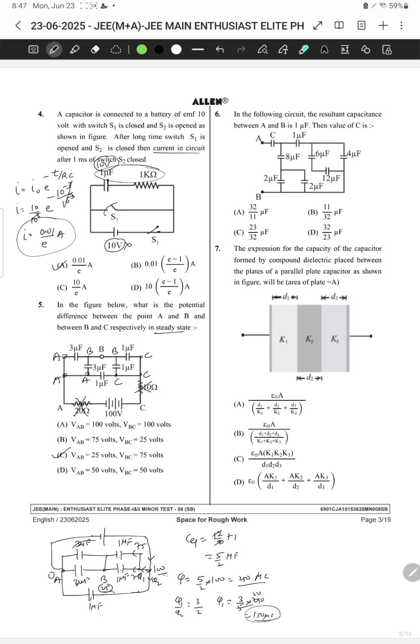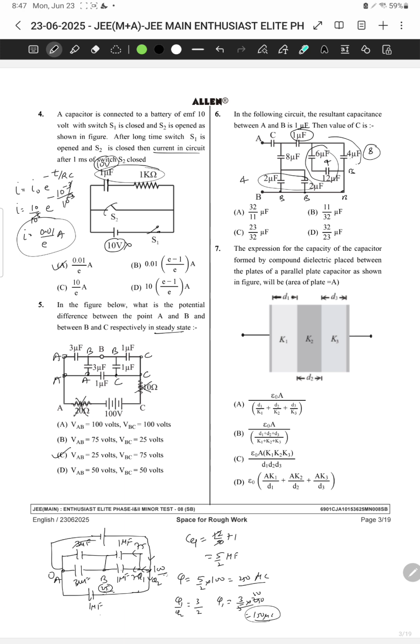Okay, let's move to the next question. Question number 6. The resultant capacitance between A and B is 1 microfarad. The value of C is? You can see easily here, these two are in parallel, so 2 plus 2, 4. Here these two are in series, 12, 6, 72 by 8, 4. And this 4 and 4 are in parallel, so 4 plus 4, 8. So we are getting 8 here, this side.